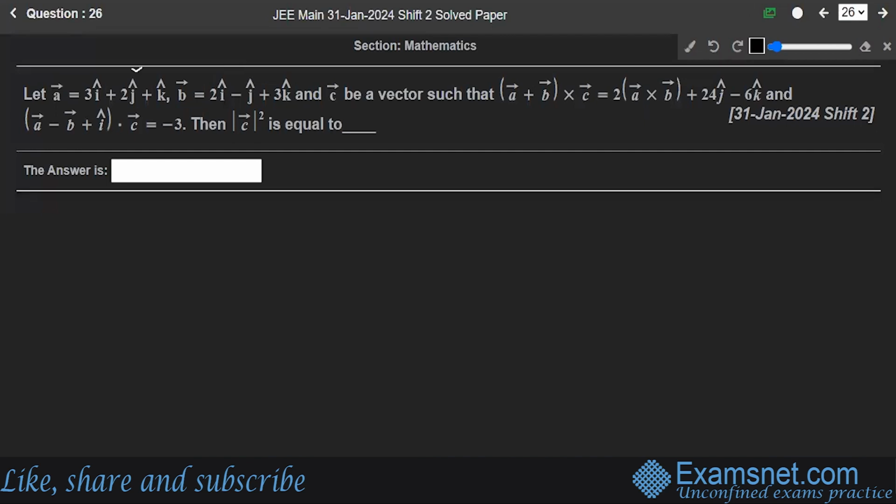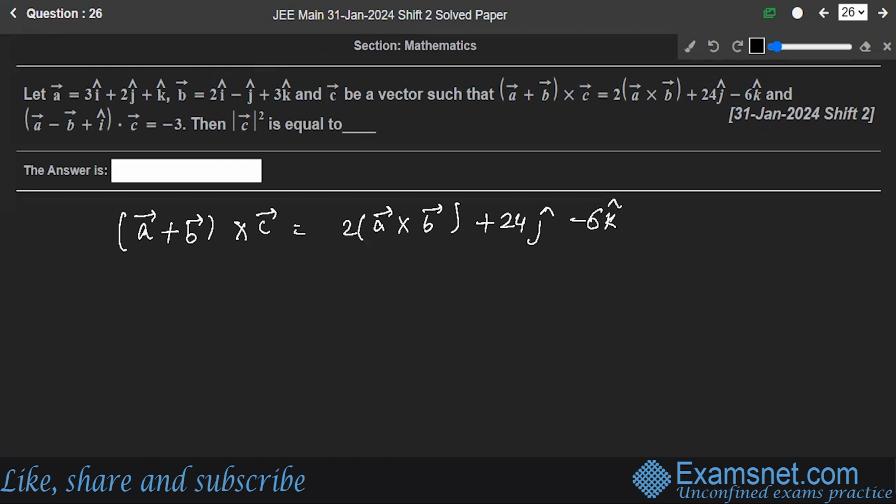Question number 26. Let A be this vector, B be this vector, and C be a vector such that this statement is right: (A plus B) cross C is equal to 2(A cross B) plus 24j minus 6k, and the dot product of this vector and the C vector is equal to minus 3. You have to find out the magnitude of vector C squared. First one, I'll pick it up. A vector plus B vector cross C vector is equal to this 24j minus 6k.